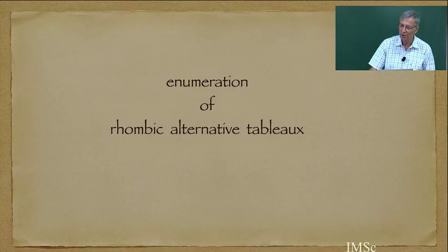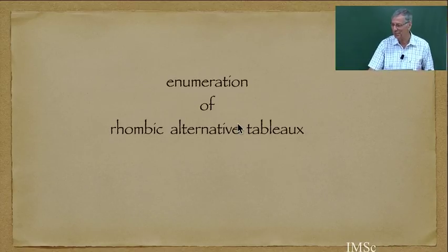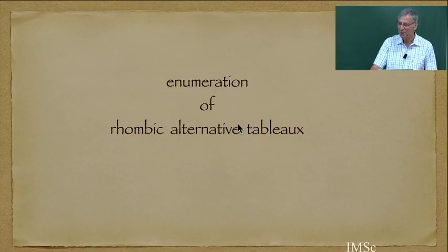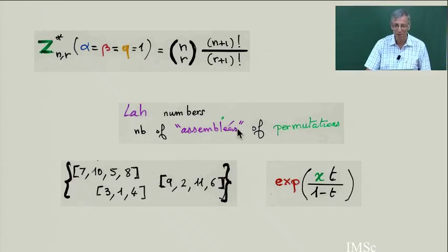Now you can ask a very simple combinatorial question. How many rhombic alternative tableaux? In the case where there are no green letters, the square lattice, we have seen alternative tableaux are enumerated by permutations. So what is the analog? Is there an explicit formula? And what about the Q analog? So here is the answer.